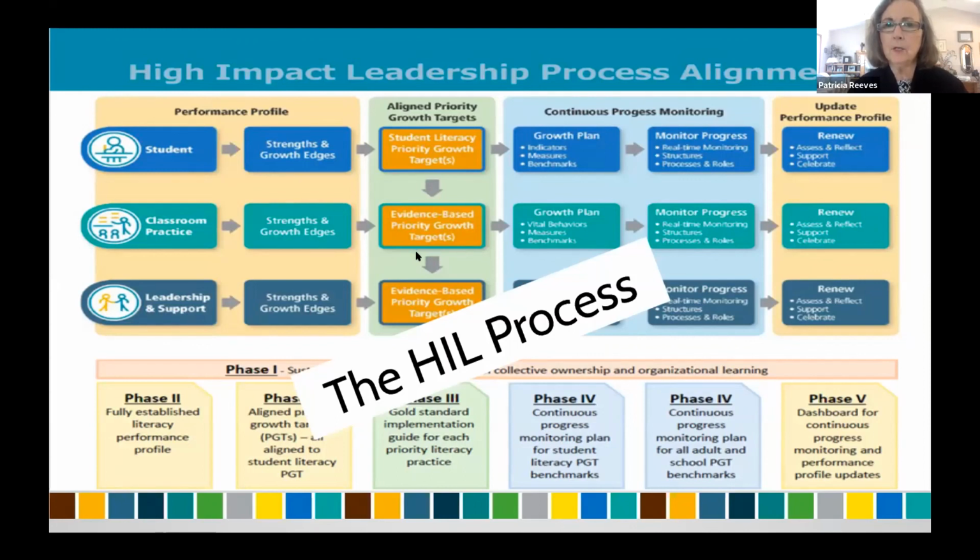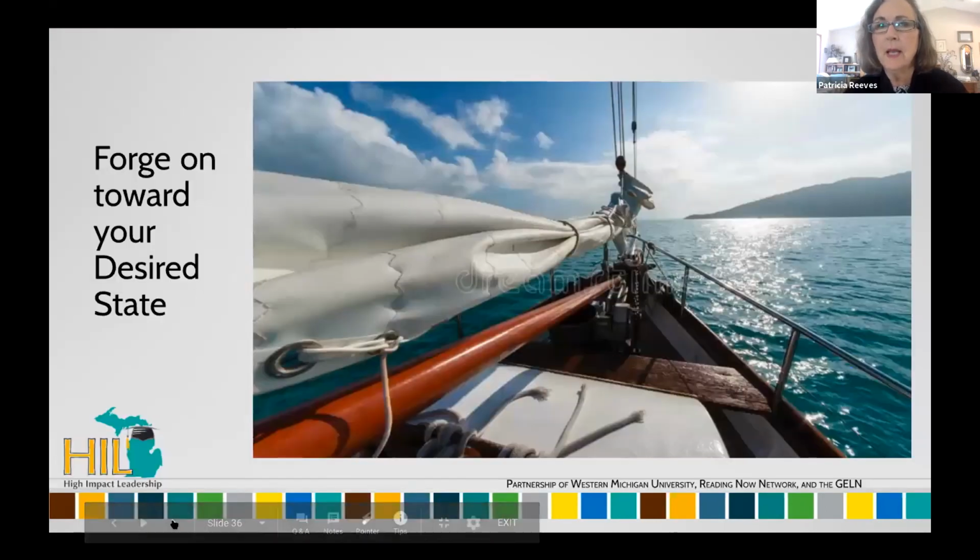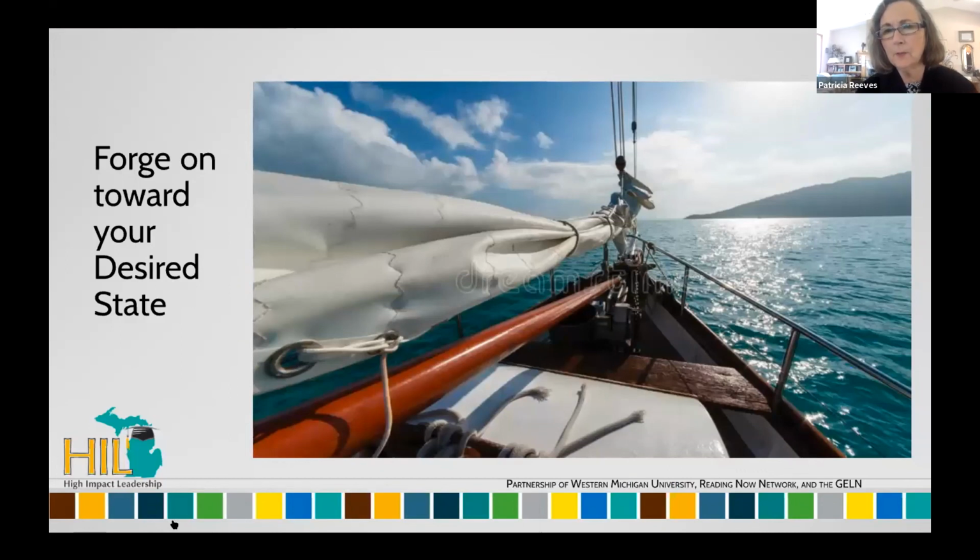And then we can watch ourselves grow with real-time monitoring and make short work of short-term successes so that we can celebrate regularly as we're making progress and accelerate our progress towards our goals. That's the HIL process. Those are the HIL principles. And we hope to be your partners in applying these principles and processes to the things that matter in your school.